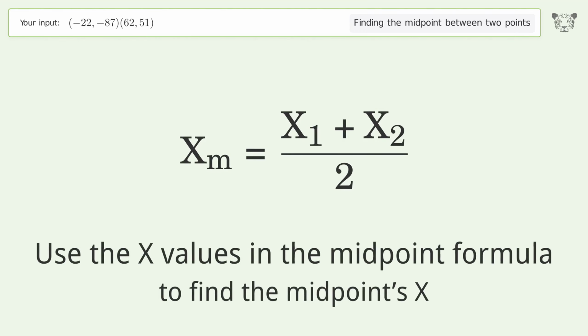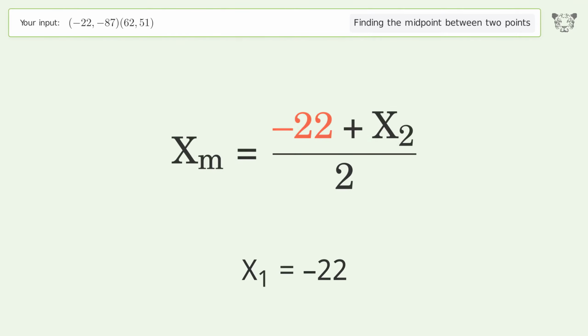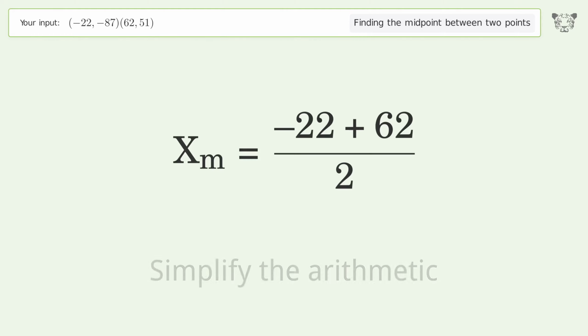Use the x values in the midpoint formula to find the midpoints x. x1 equals -22. x2 equals 62. Simplify the arithmetic.